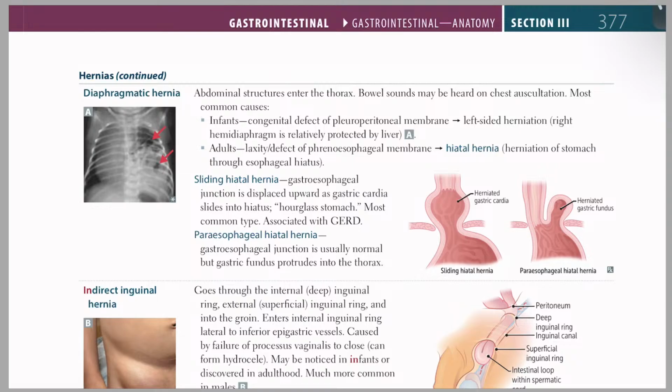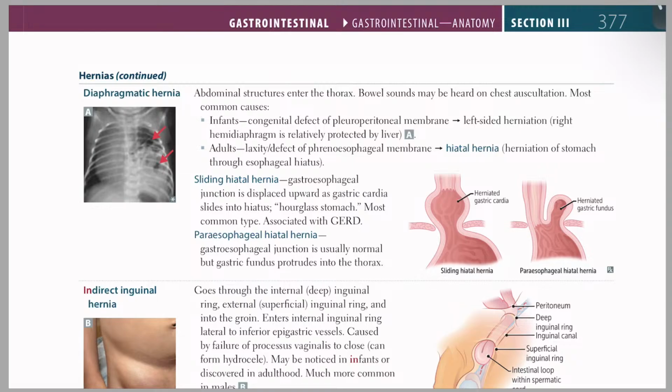Diaphragmatic hernia: abdominal structures enter the thorax. Bowel sounds may be heard on chest auscultation. Most common cause in infants is a congenital defect of the pleuroperitoneal membrane, with left-sided herniation; the right hemidiaphragm is relatively protected by the liver.